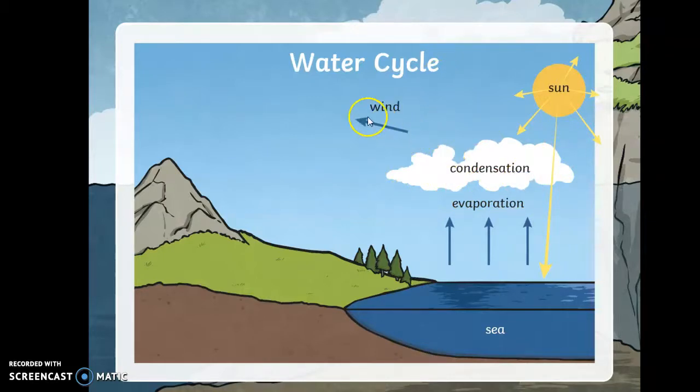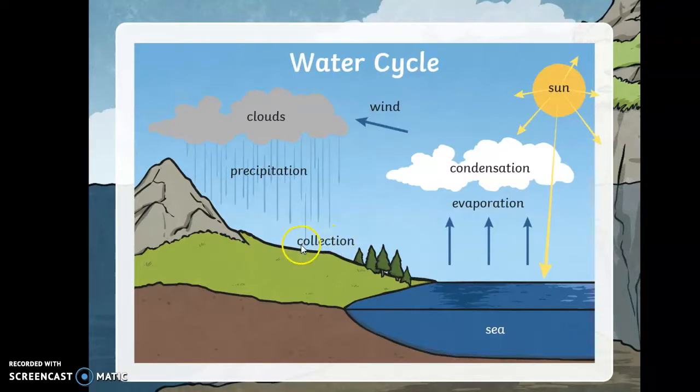Wind will carry those clouds, and they collide with each other, they mix with each other, they become bigger and heavier. So the clouds become darker. This is when we start to get precipitation. Precipitation can be snow, hail, it can be rain, it can be fog or mist. That then returns back down onto the surface of the earth.